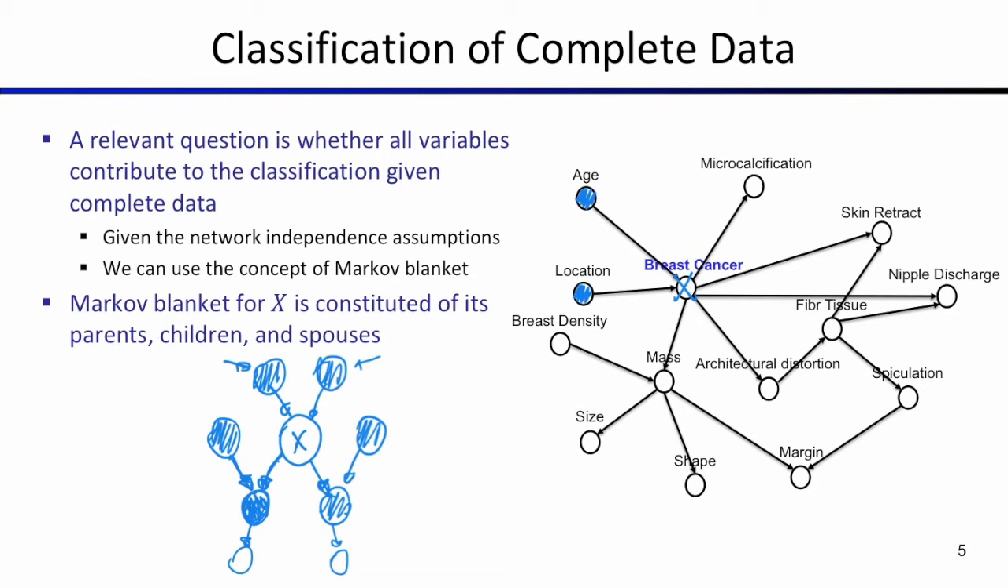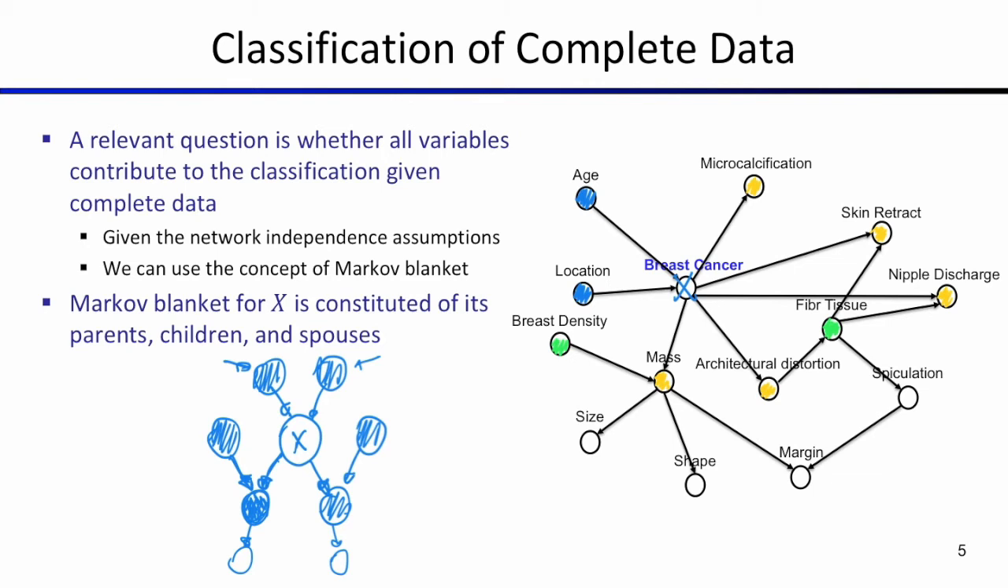Let's look at the children of x. We're going to have microcalcification, skin retraction, nipple, and also architectural distortion, mass, right? These are the children of x, and we also look at the spouses of x. And the spouses of x, remember, are the parents of the children of x. So we have this guy, breast density. We also have this tissue here, also a parent of children of x. And I think that's all.